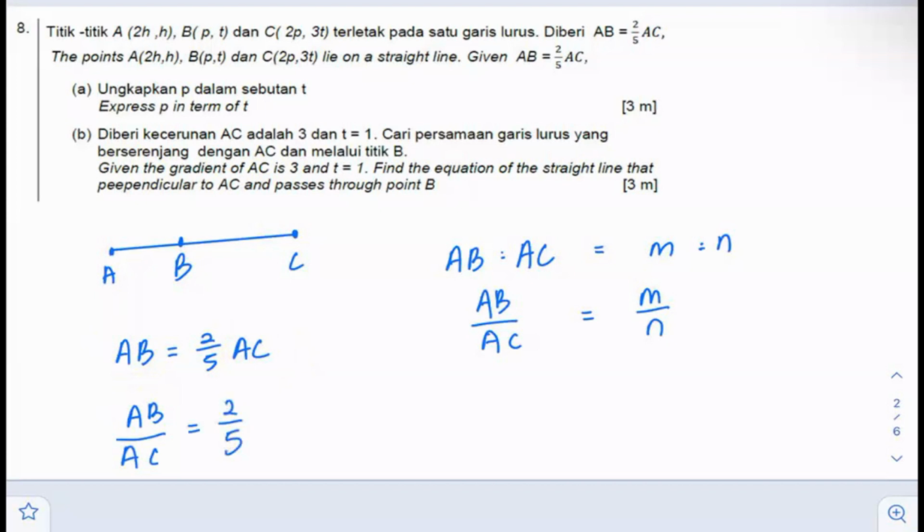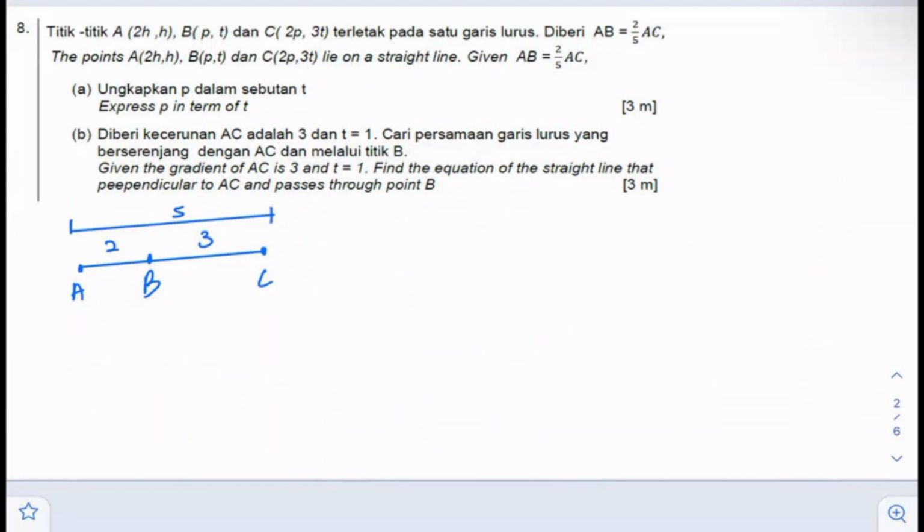So we change the over to a colon. AB to AC will be equal to 2 to 5, which means AB is 2 and AC is 5, which means BC is 3 here. So that's how we get the ratio.